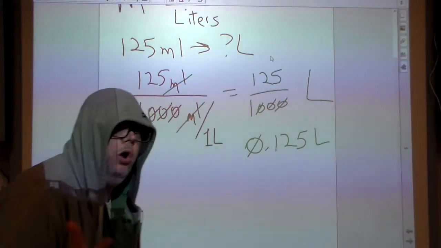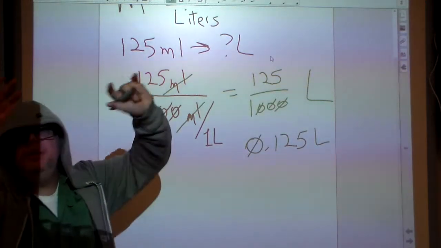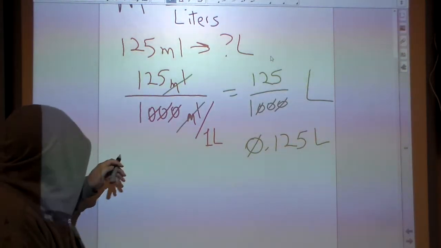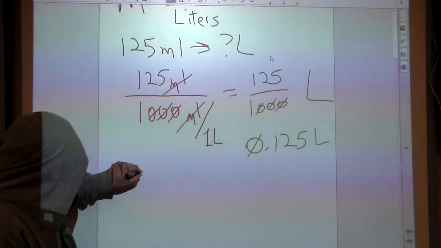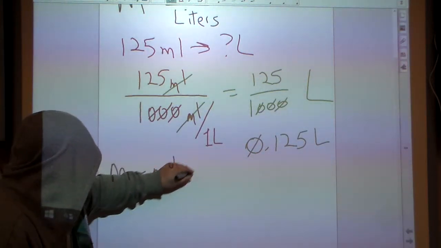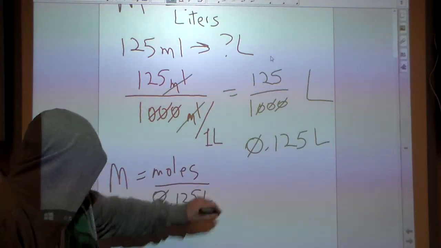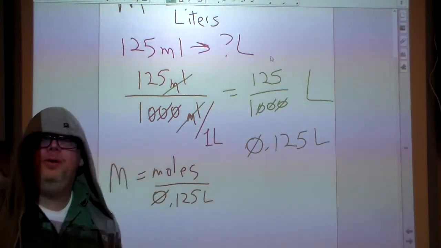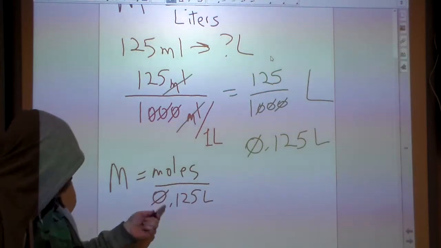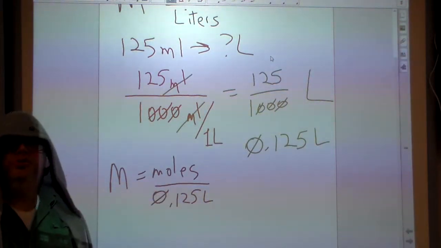Fantastic. Where are we in this formula? Because there seem to be numbers coming out and all that. So let's look at this. Molarity is equal to moles over 0.125 liters. Yay! We got part of the solution done. Fantastic. Now we got to deal with moles though.